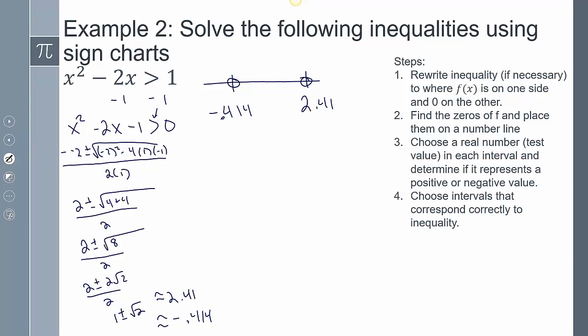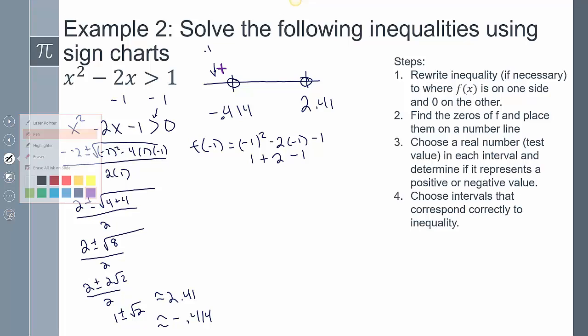Now, step 3, I need to choose a real number in each interval, and I'm going to determine if it represents a positive or negative value. So that means I'm going to need to take values from each of these regions, and I need to plug them in. So like a value here, I could say -1. So that means I want to plug in -1 into my function. -1 squared minus 2 times -1 minus 1. I just want to see if that's positive or negative. So I get 1 plus 2 minus 1. So that's going to be positive. So I can say this region is going to be positive.